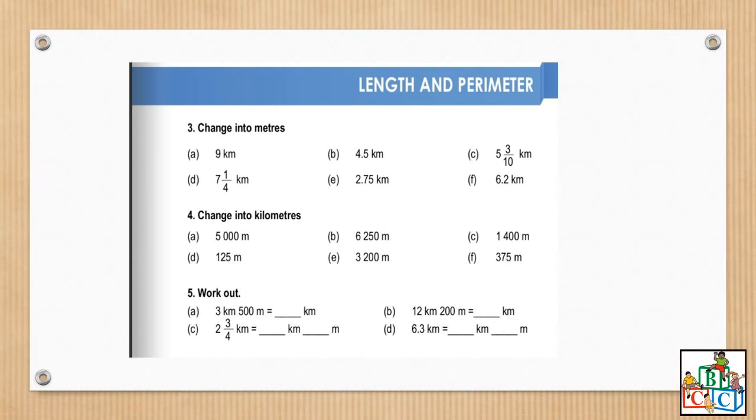Let us see number 4, change into kilometers. So you have the meters. You will have to divide by 1000. Number 5, 3 kilometers plus 500 meters is equal to 3,500 meters. You're going to do all these questions in your book. I'm not going to give you the answer. It's quite easy. Okay, let us move on with something else.